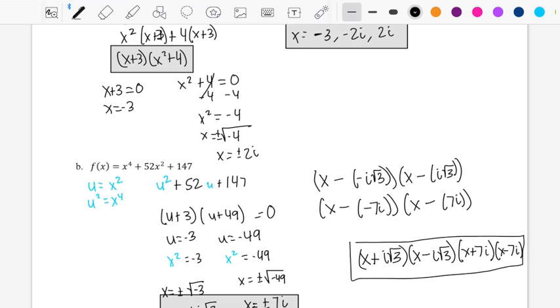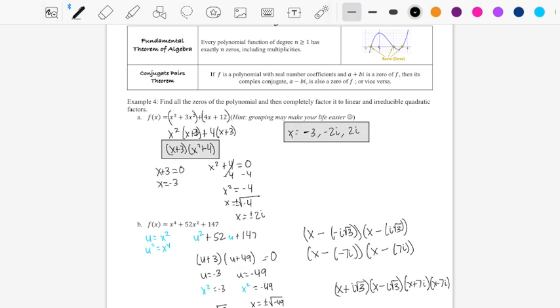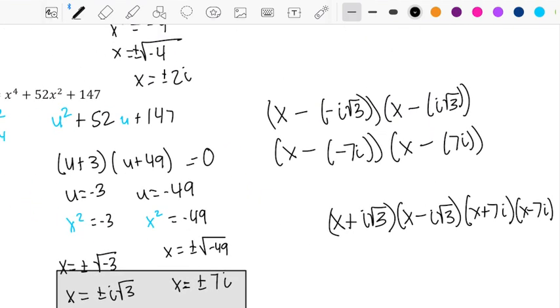Okay, so you could have left it like this. However, technically these are not irreducible quadratics or linear, right? So we would actually want to multiply these together now, which is kind of complicated, but we can do it. So x times x is x squared. Here we get a minus ix root 3. Here we get a plus ix root 3.